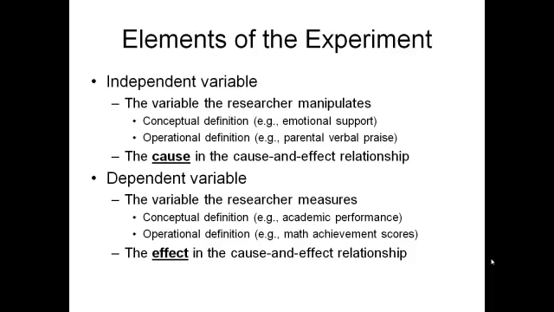Achievements, reading comprehension scores, whatever you want it to be. But in this case, you could say math achievement scores on a math test would be a good operational definition of academic performance. So now you're looking at the operational definition, manipulating parental verbal praise, with the effect being increased math achievement scores. That's what you're predicting. So you are predicting that the group in which the children are praised by their parents are going to do better in math than the group who is not praised by their parents.